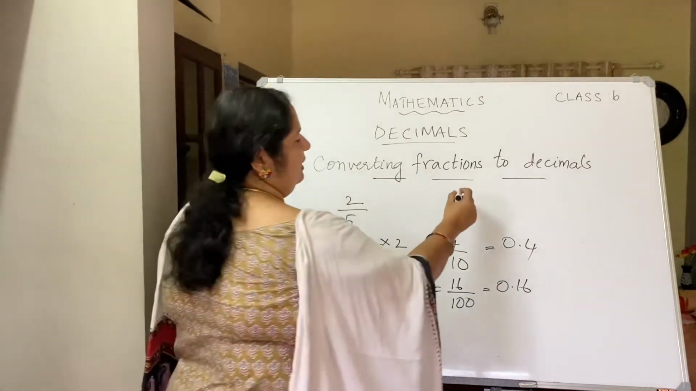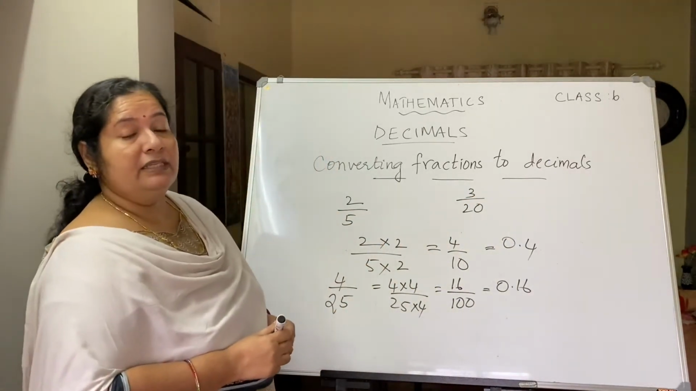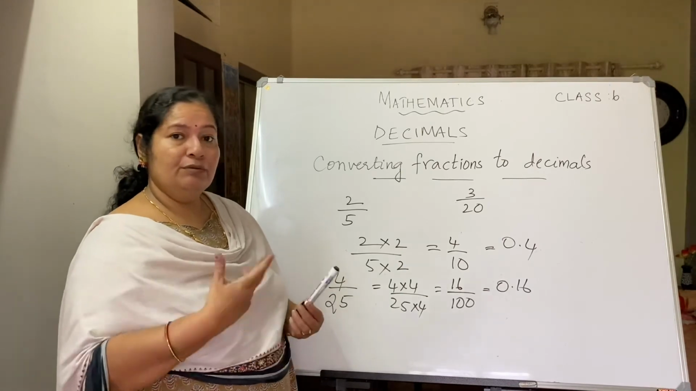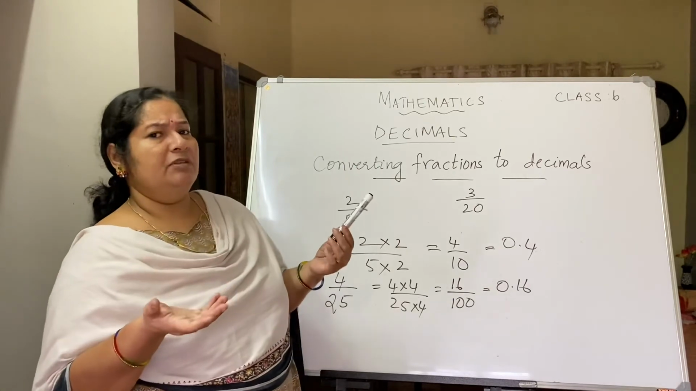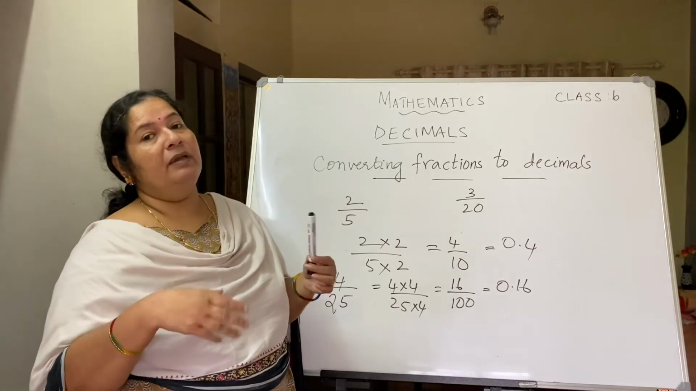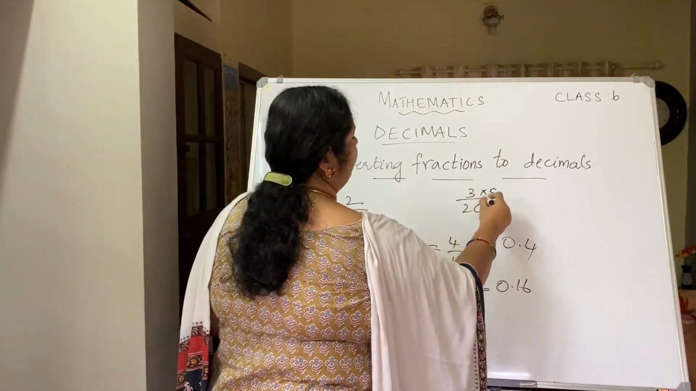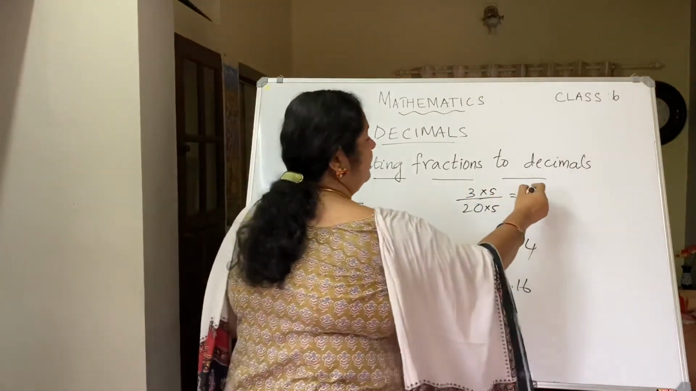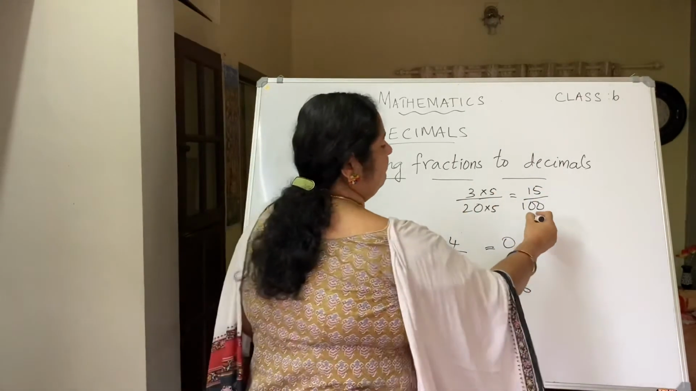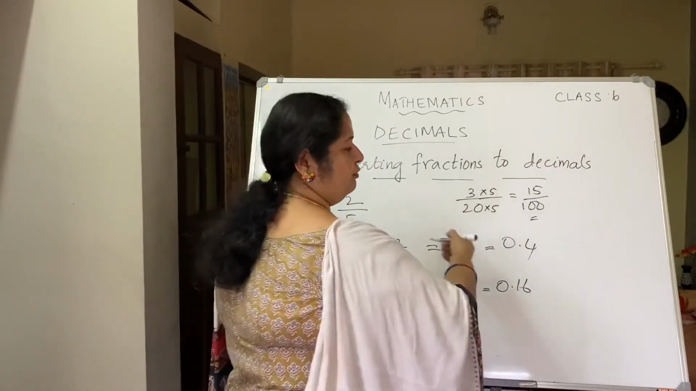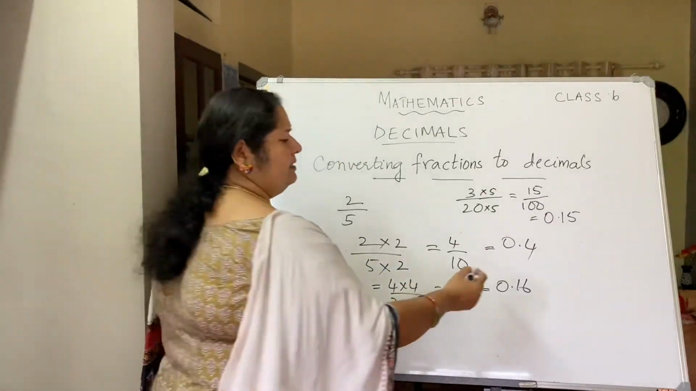Suppose you have one more, say 3 by 20. Now which is it nearer to? It is nearer to 100. So 10 you cannot. So see whether 20 can be changed to 100. Yes, it can be changed to 100 by multiplying with 5. So multiply both numerator and denominator with 5. 5 3s are 15. 20 into 5 is 100. Now you got it as 15 by 100. Converting 15 by 100 into a decimal, shift 2 places towards the left. 0.15.